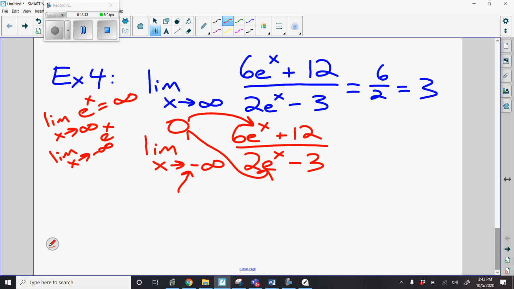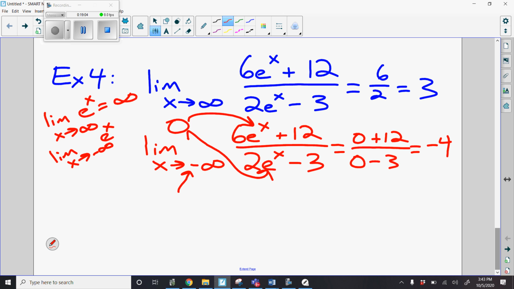So 2 times 0 is 0. So what I'm getting here is 0 plus 12 over 0 minus 3. Well, hey, 0 plus 12 is 12. 0 minus 3 is negative 3. 12 divided by negative 3 is negative 4.